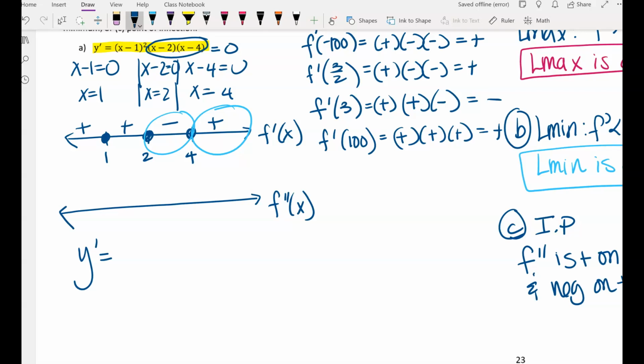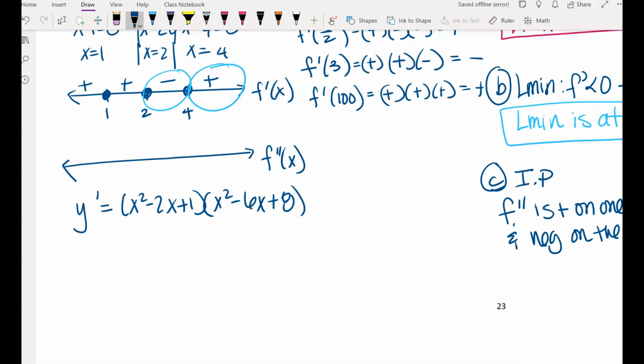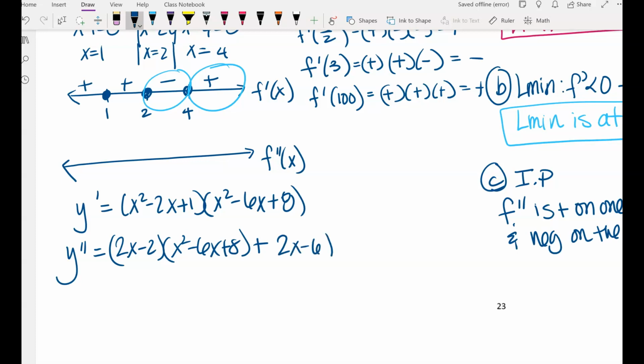So when I FOIL x minus 1 quantity squared, I'm going to get x squared minus 2x plus 1. And when I FOIL x minus 2 times the quantity x minus 4, I would get x squared minus 6x plus 8. Okay, so from here, I'm going to use the product rule. Are you guys ready? The derivative of the first, which is u, is 2x minus 2 times v, so copy this down, plus v prime, so that's 2x minus 6 times u.